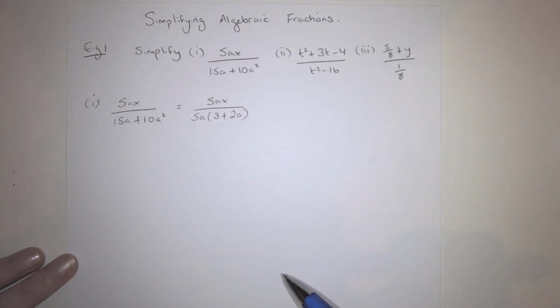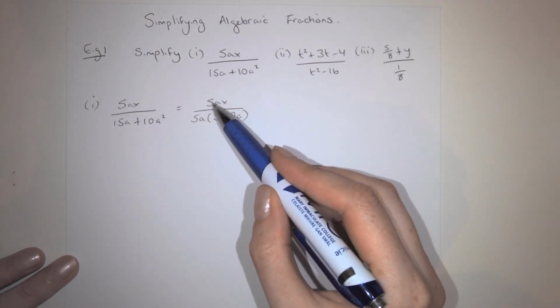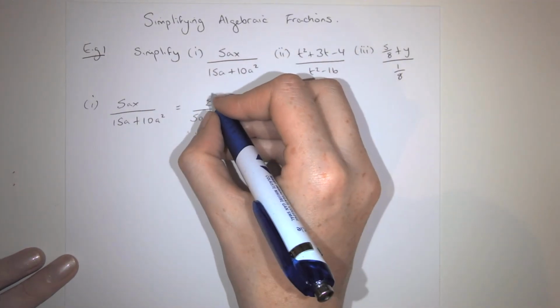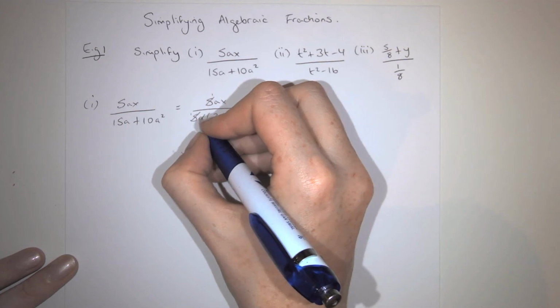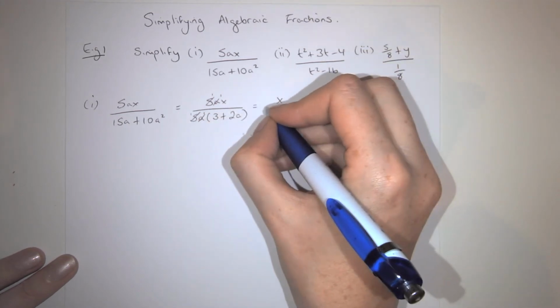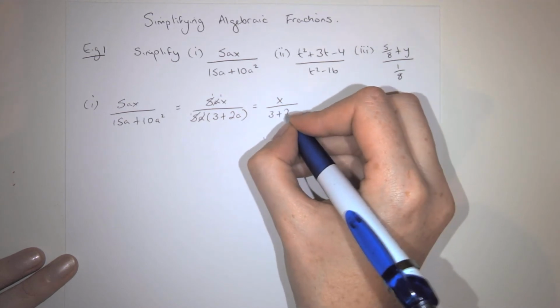So I'm delighted to see that I have something now common above and below the line. So what I'm going to do is a little bit of cancelling. 5 into 5 goes once, 5 into 5 goes once. A into A goes once, A into A goes once. And on top of the line I'm left with x, bottom of the line I'm left with 3 plus 2a. And that's it.